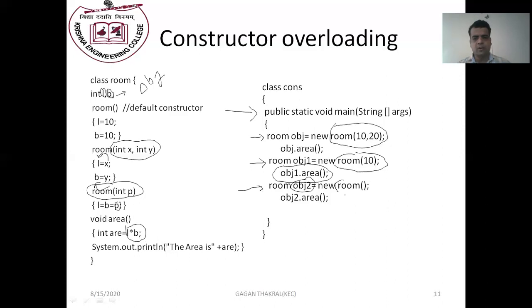Again we create a new object of the room class in this statement, and this will call the default constructor. The default constructor sets the value of L to 10 and B to 10, and when we call obj2.area, it is 10 into 10. This will also print the area is 100. In this way, the different constructors are called according to different situations. This is known as constructor overloading.